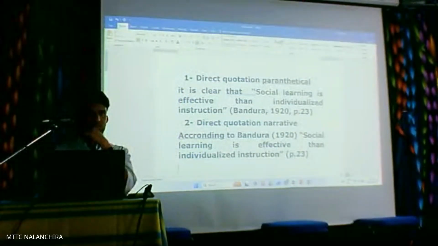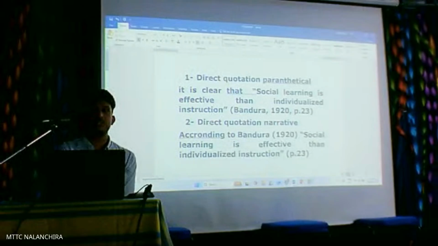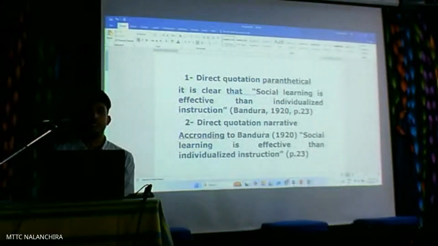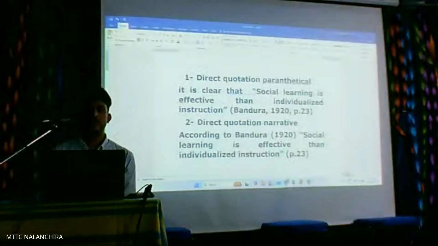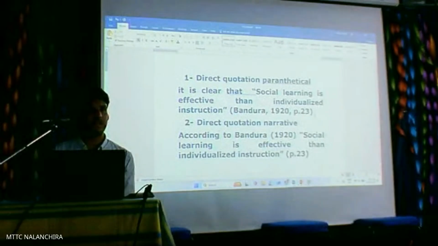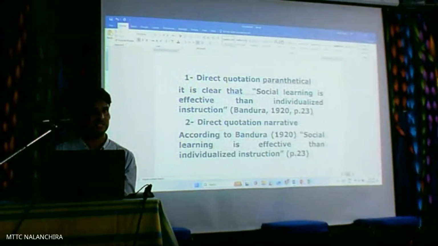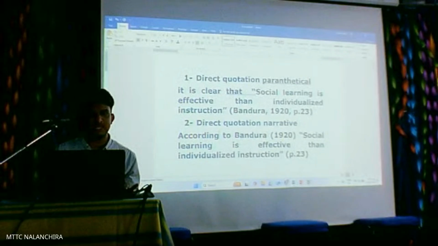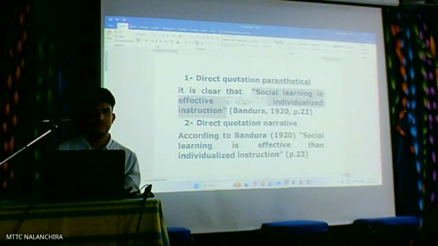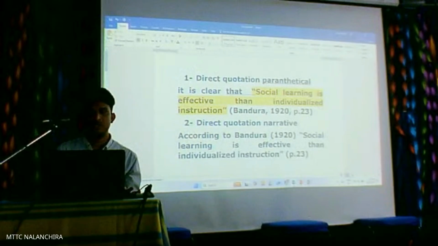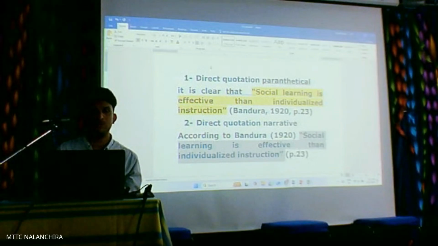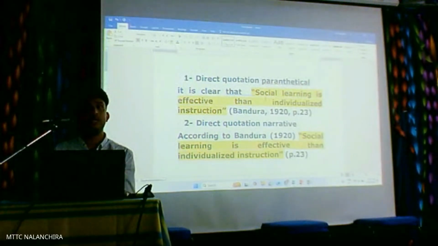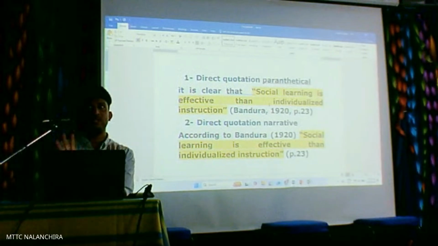See, this is the difference between direct quotation, parenthetical, and direct quotation, narrative. Got it? Here, Bandura, year and page number, everything is inside the bracket. Here, the quotation is as such. This quotation is the same. Here also the quotation is the same.